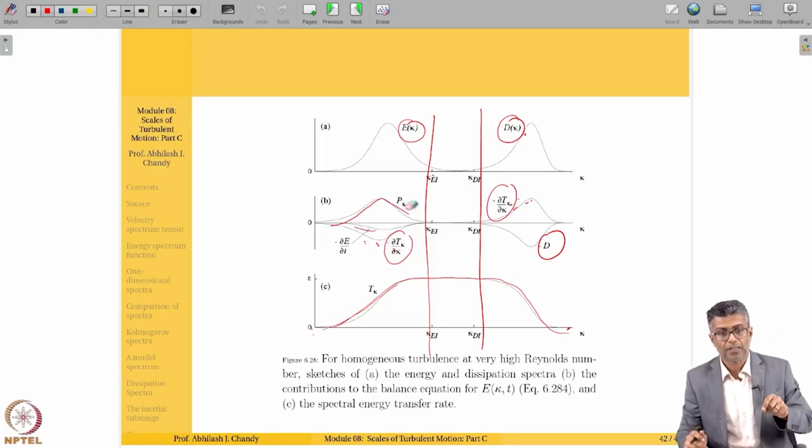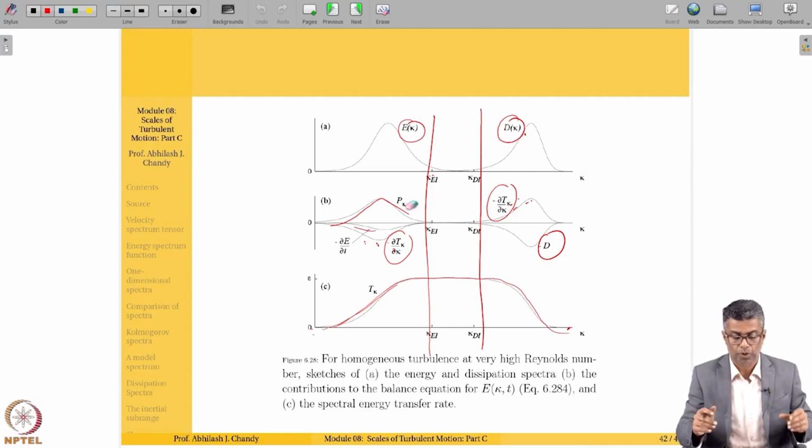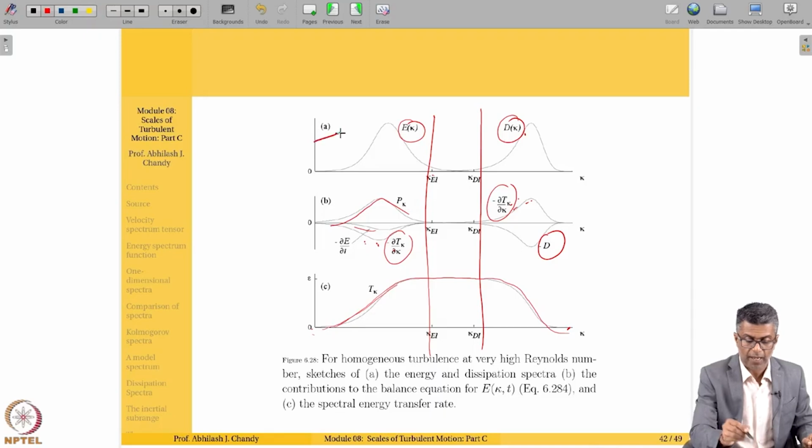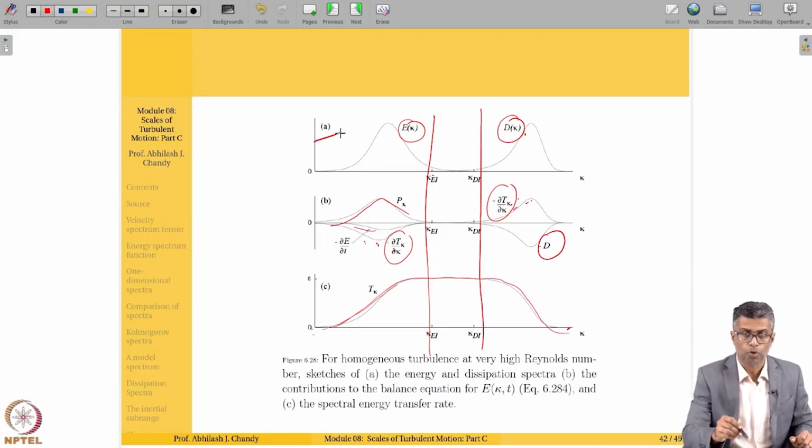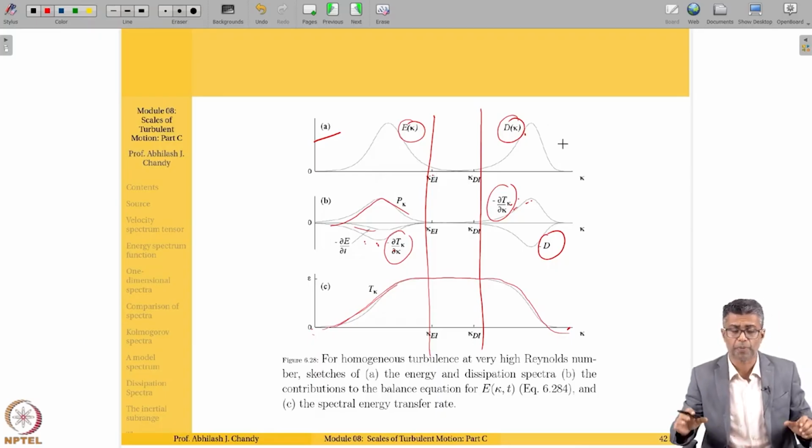So I have the E of kappa on the left hand side, right? The first figure, figure A, is showing me E of kappa being more dominant in the energy containing range, which actually becomes the dissipation spectra being more dominant in the dissipation range.